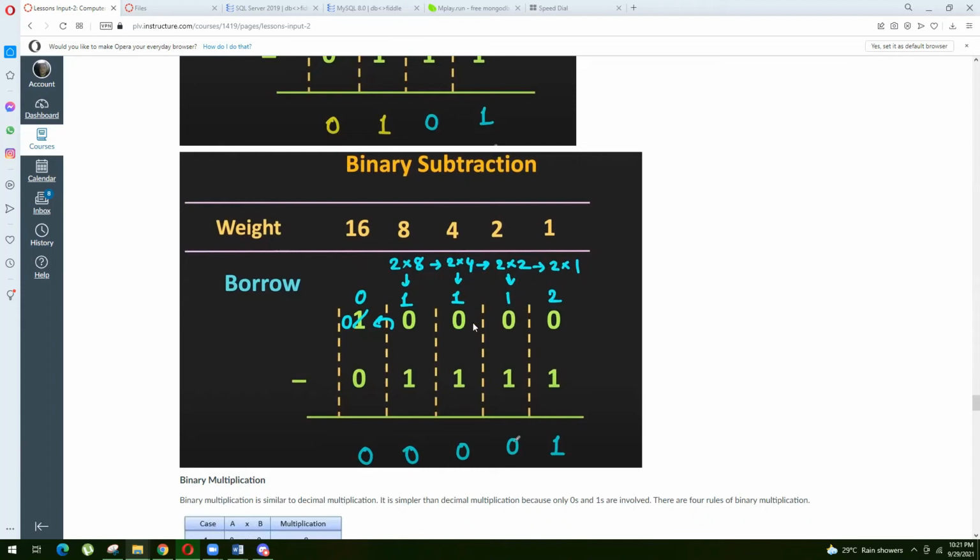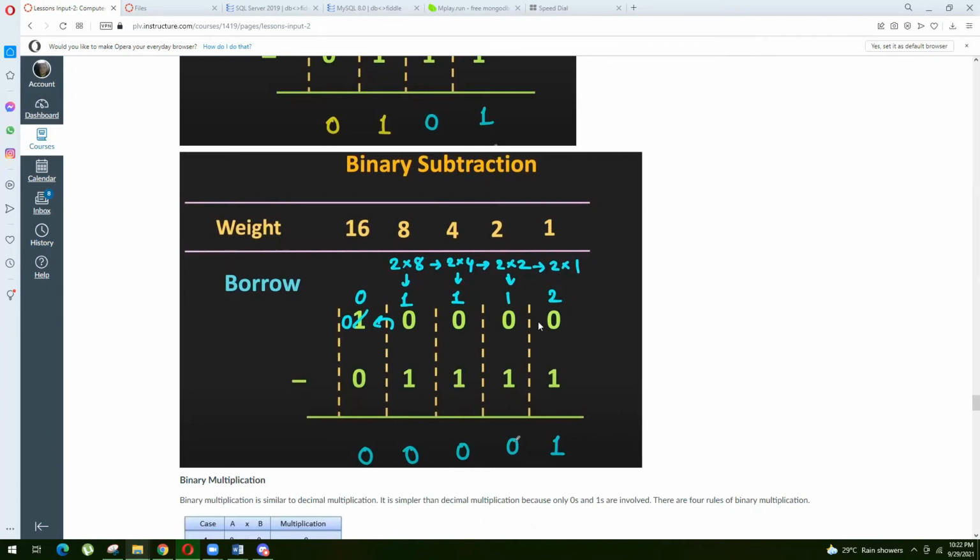Cannot be, because this is 0, so borrow 1 from here. Cannot be, so borrow from here. So this becomes 2. Okay, but it will borrow from here. This becomes 1, this becomes 2. It will borrow from here. This becomes 1, this becomes 2. But it will borrow here. This becomes 1, this becomes 2.